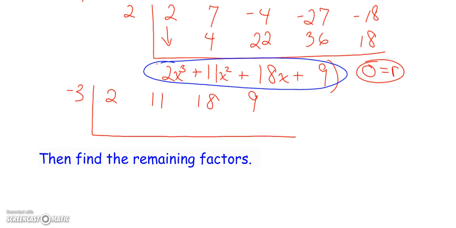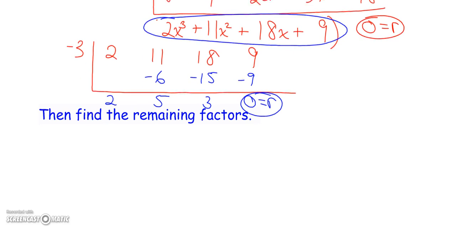What I do, I bring down the 2, I multiply, I get negative 6. I bring down, I add and get 5. I multiply and get negative 15, positive 3, negative 9, 0. Now, it's a factor. Why? Because the remainder is equal to 0.